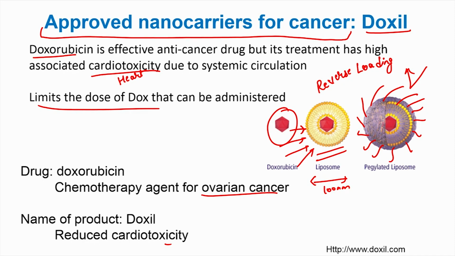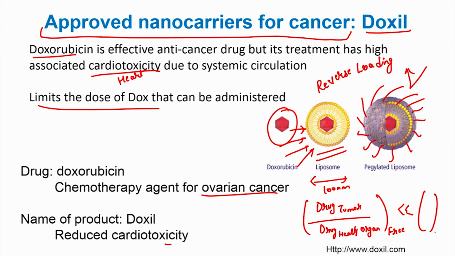tumor areas. And effectively what you did is, let us say you had a ratio of drug in tumor versus the drug in healthy tissue, that for your free drug was much less than for your Doxil, and because of that this therapy took off and was used in the clinics as well, and is still used in the clinics.